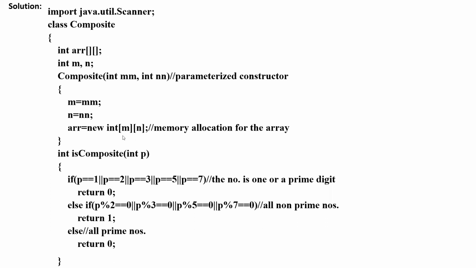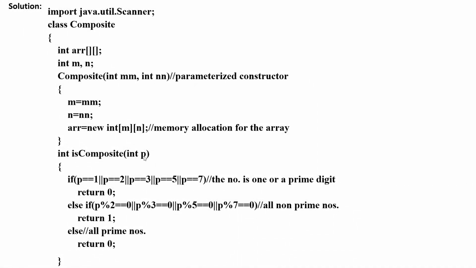Now keep in mind, we'll use this m and n throughout the program, not mm and nn. Generally, few students make mistakes. They use the local variable. MM and NN are local variables to the constructor and cannot be used anywhere else. Henceforth, we should use the global data m and n. Keep this in mind.